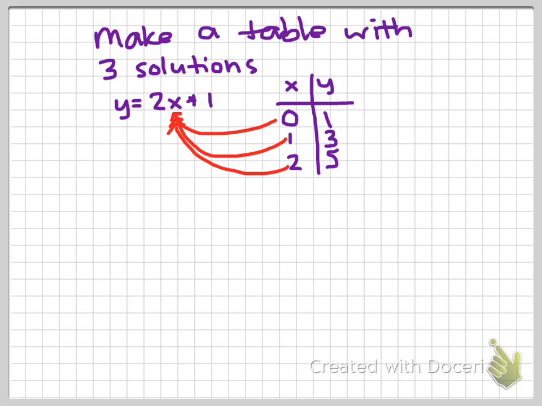So when you plug 0 in to the x, 2 times 0 plus 1, we get the answer 1. When we plug 1 in for the x, we get 2 times 1 plus 1 is 3. And when we plug 2 in for the x, we get 2 times 2 plus 1 is 5.